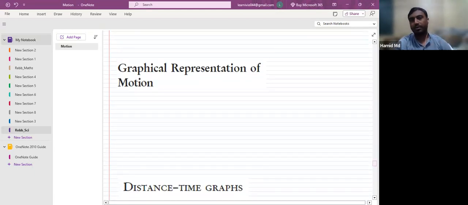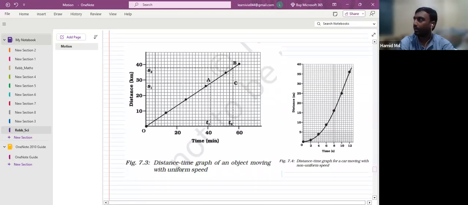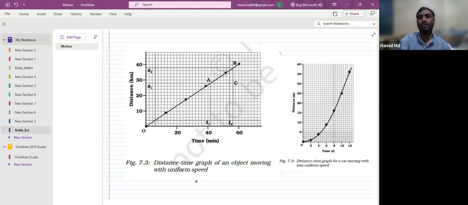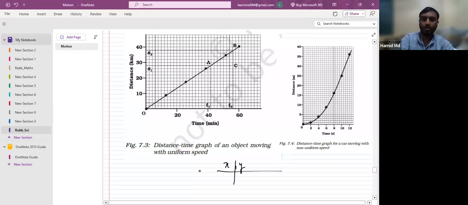The next is graphical representation of motion. What is the graphical representation of motion? We represent motion in graphical form, right? On the x-axis, we have time, and along the y-axis, we have distance. It is similar to a linear equation in one variable. We had position x and y, and we got some points corresponding to x and y, and then we plotted them, right?